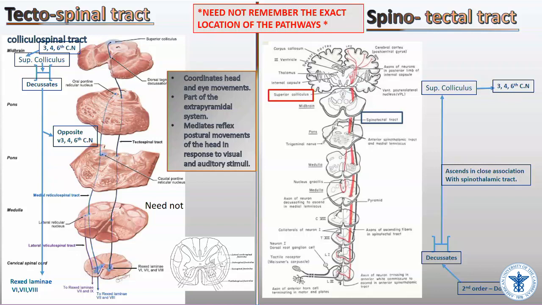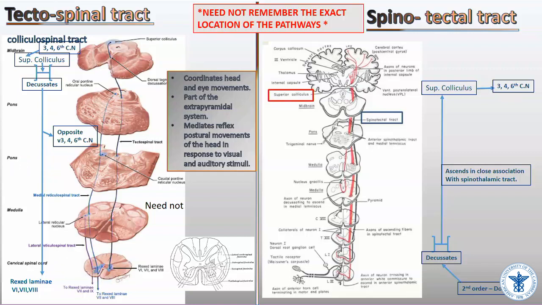So tectospinal. You need not remember exactly how this tract runs. It also decussates, and it also has connections with the contralateral cranial nerve nuclei 3, 4, and 6, which you would expect because they are the ones that control the eye movements. Okay. And it ends in the spinal cord, so we won't go into the details of where it ends.